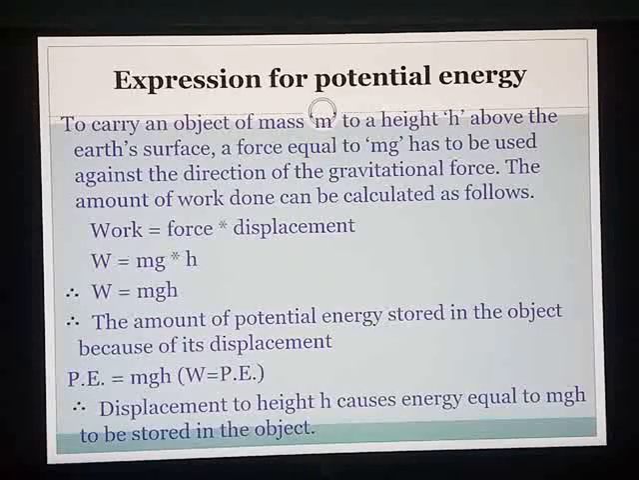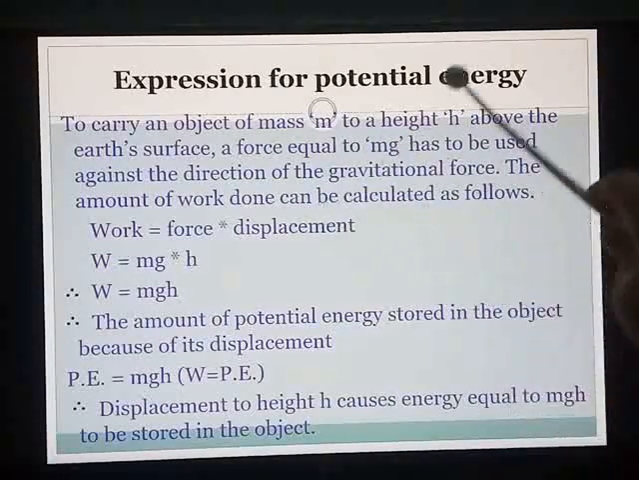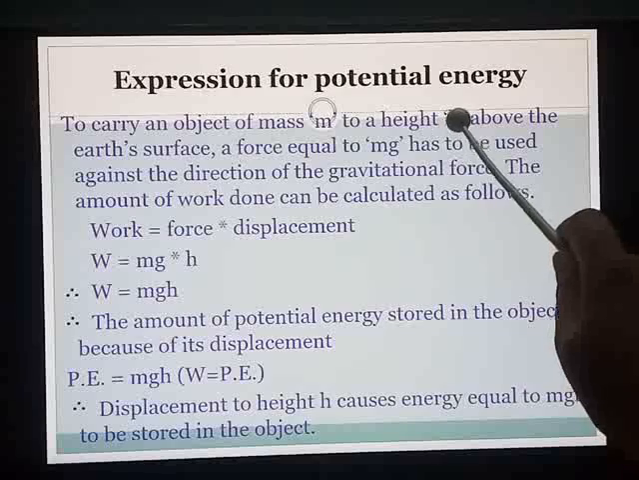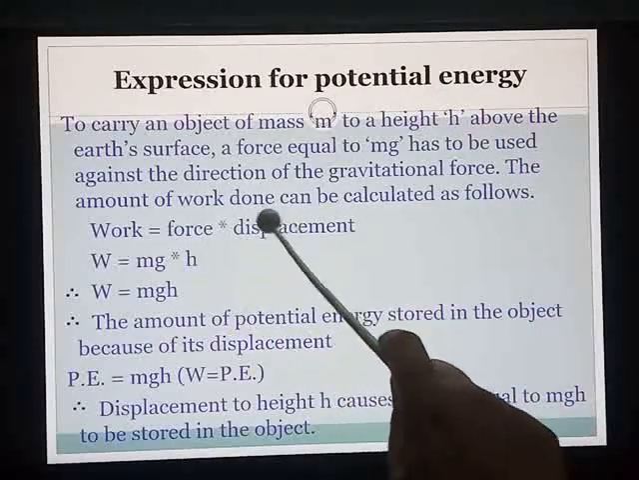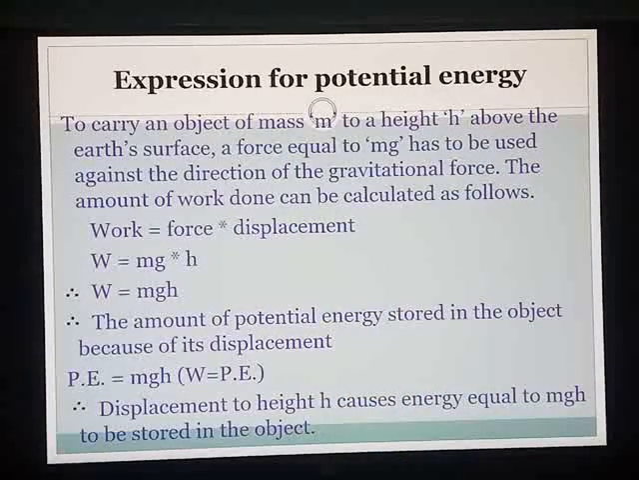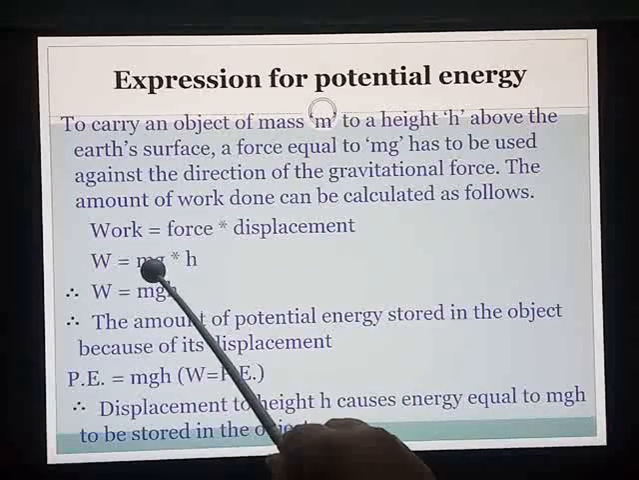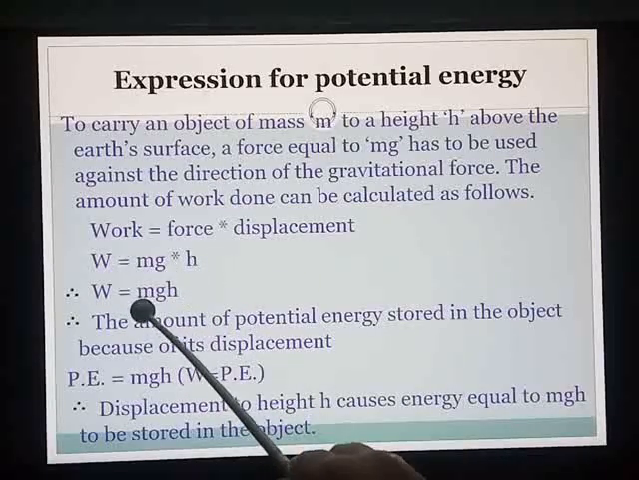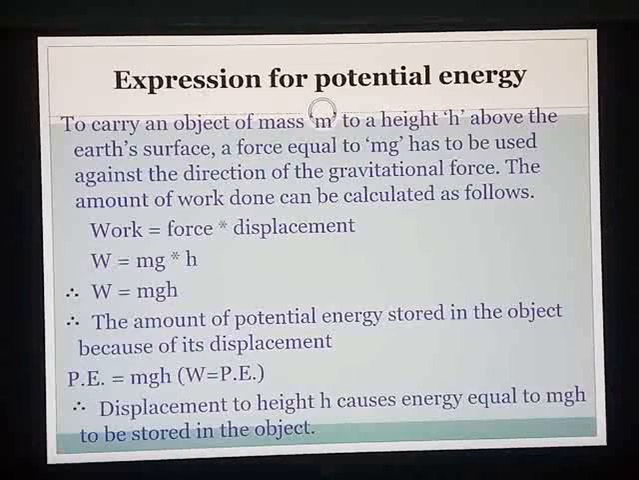Displacement is movement. In the previous equation, the movement was taken as small s because the object which was at rest was made to move by the other object which was in motion. So there we had taken the displacement as s. Here this object is raised to a certain height h. So that is also a movement, so you are going to take displacement here as small h. Therefore, work is equal to m multiplied by g multiplied by h, that is mgh.